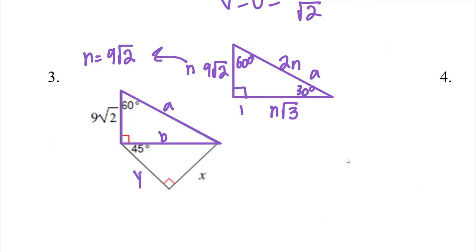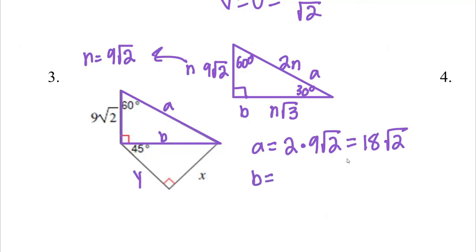To figure out a, I would do 2 times n, which we know is 9 root 2. So what is that going to be? 18 root 2. We can only multiply outside with outside and inside with inside, so 2 times 9, and the root 2 stays the same. Then for b, it's n times the square root of 3, so 9 root 2 times the square root of 3. What is that going to be? 9 root 6.